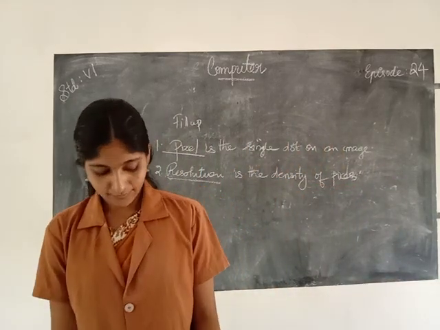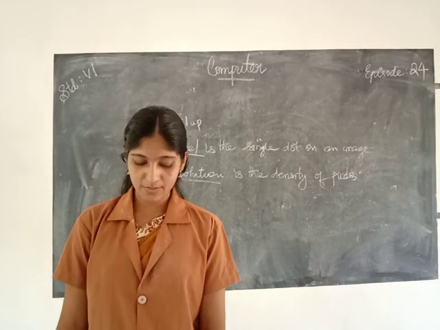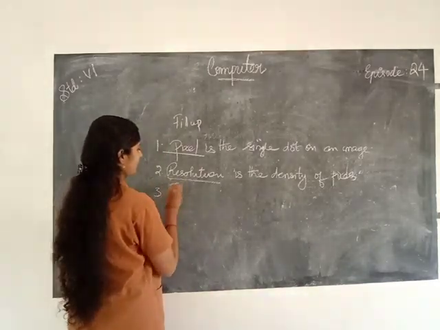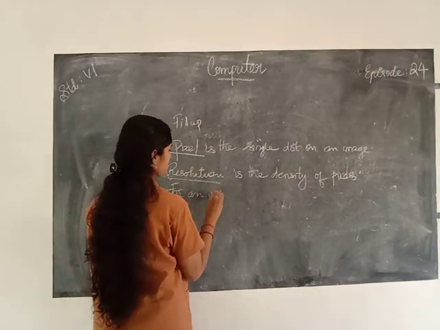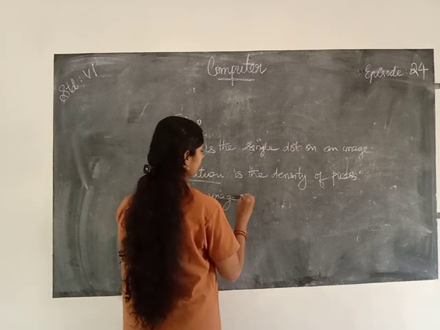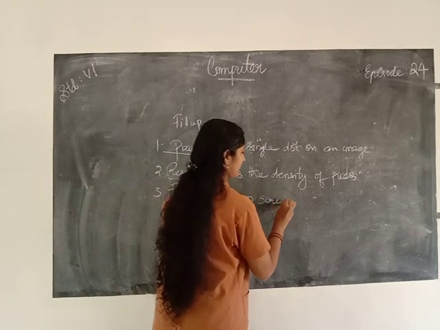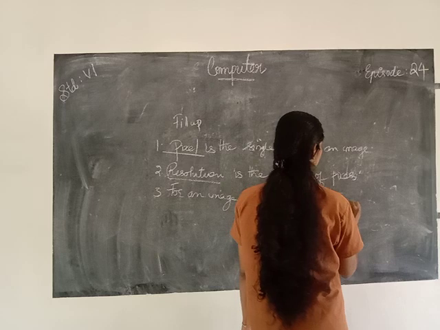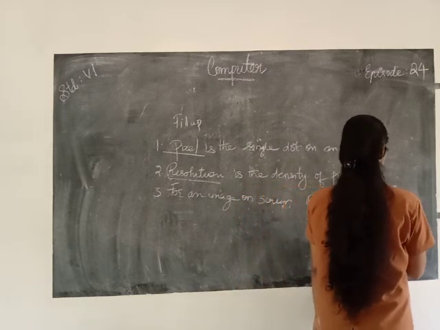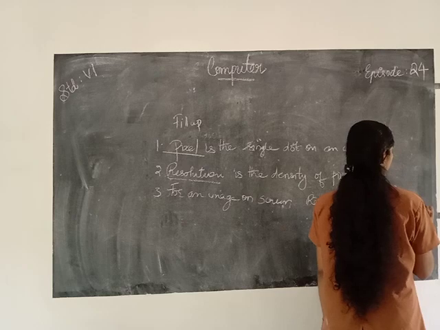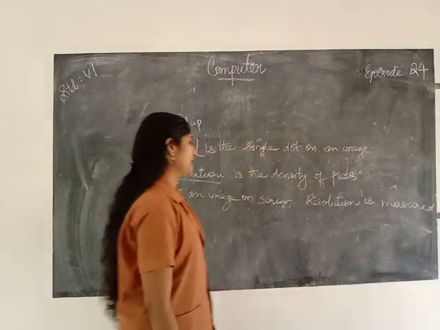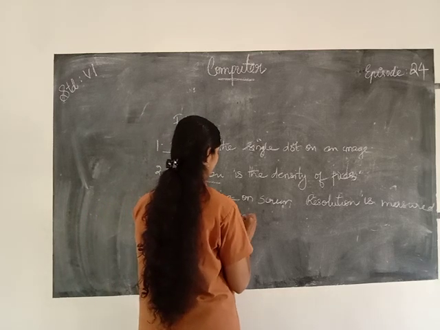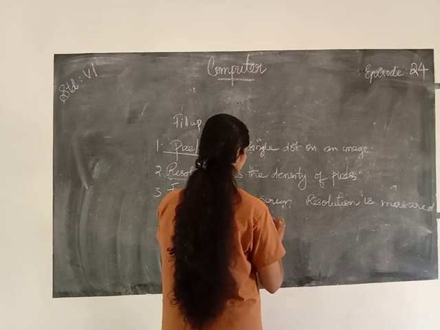Then third one, for an image on a screen, resolution is measured in PPI. PPI means pixels per inch.